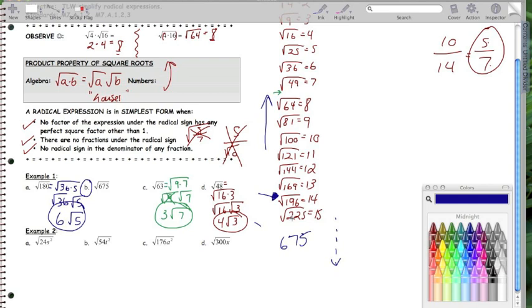So we're going to clear my screen. 675 divided by 225. Oh, right off the bat, that one works, which is pretty nice. I get 225 times 3. They each get their own little house. Square root of 225 is 15. Square root of 3 stays as the square root of 3. So that's my answer there.